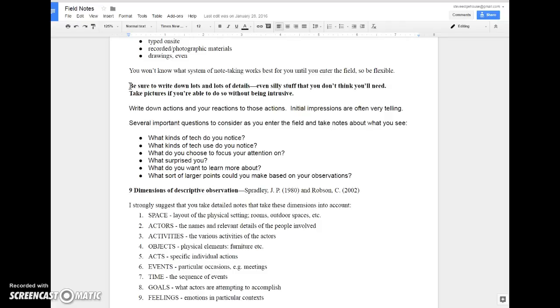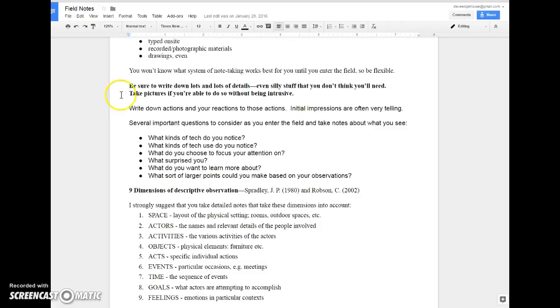If you come back with a half-considered bulleted list of stuff that you kind of saw, your paper is going to be so hard to write. So the more you write down, the more you record, the more raw data you have to filter through, and that's a good thing. You want lots of raw data.